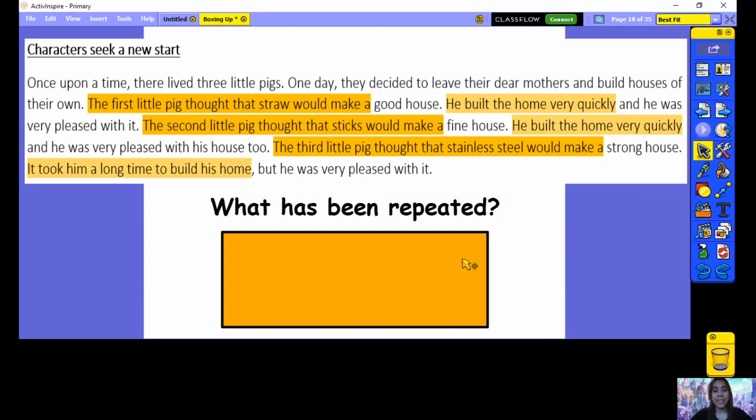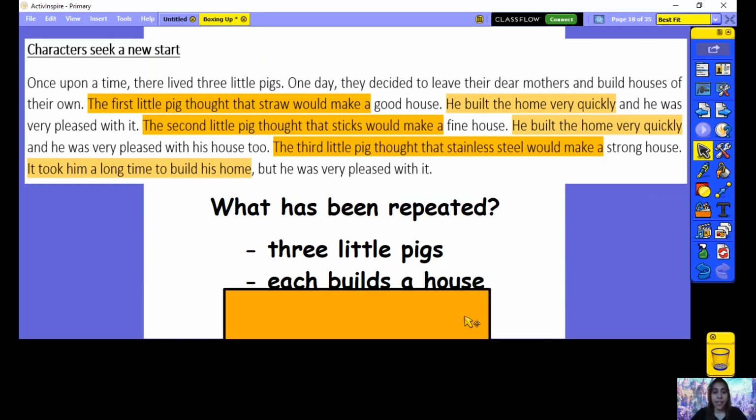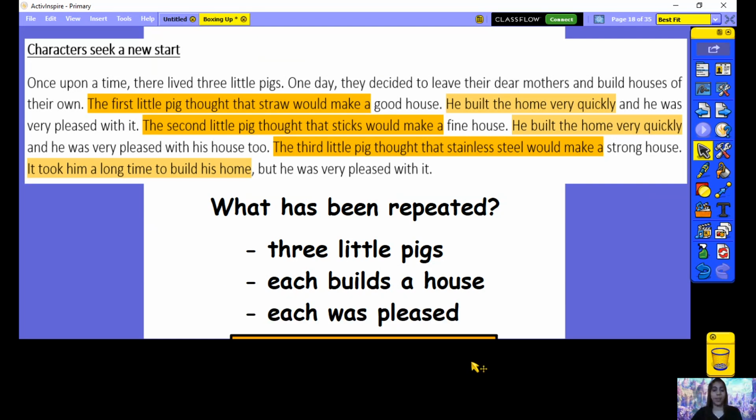Okay, so what's been repeated here? Firstly, we've got 3 little pigs. It's the same animal or character being repeated. Each builds a house, so each does the same thing. And each is pleased with their house. Already in this first section, if a younger child was following it, they could easily tell you there are 3 pigs, each builds a house, each is very happy.